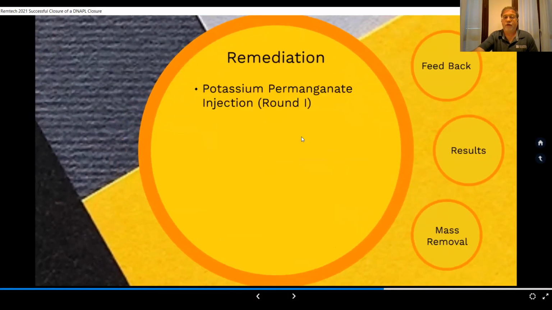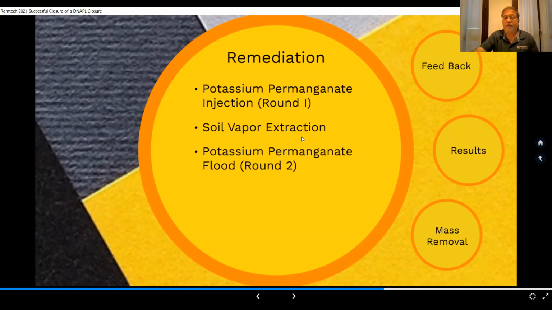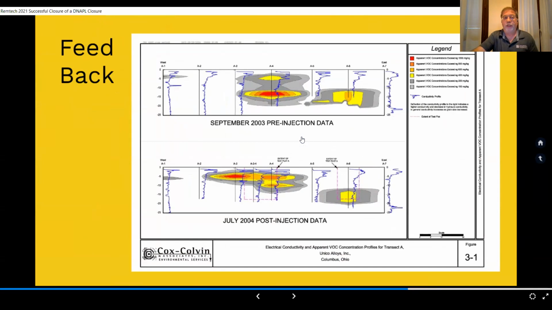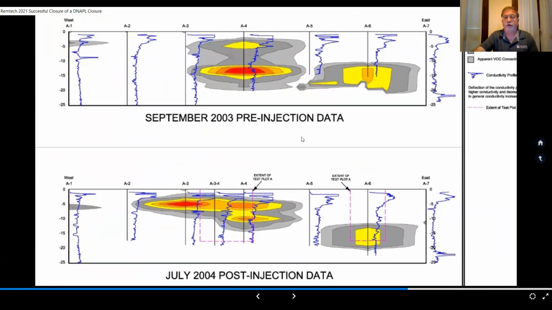So for remediation, we did a potassium permanganate injection, round 1, followed by soil vapor extraction. And then we did a potassium permanganate flood of the area, followed by more soil vapor extraction. So I'll give you a little feedback on what we did from the injection standpoint and why we went to soil vapor extraction. So here's that MIP transect.